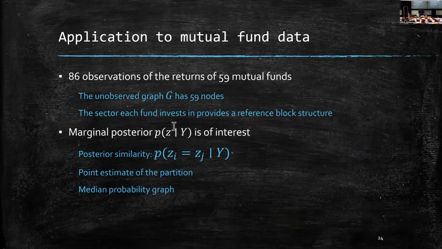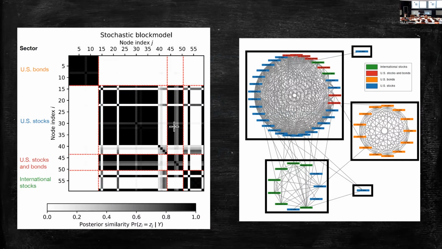And we can look at it in different ways. We can look at the posterior probability of two of these mutual funds belonging to the same block. We can get a point estimate of the partition, or a median probability graph, which is the graph whose edges have a posterior probability of inclusion above 0.5. So you can see, on the left, the posterior similarity matrix. And you can see that more or less we recover the structure in terms of which sector they invest in.